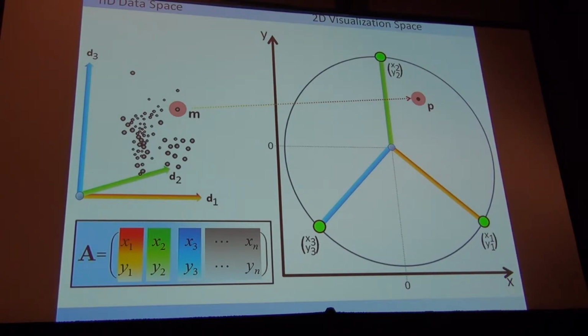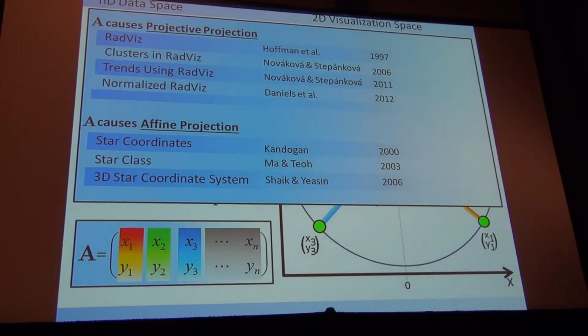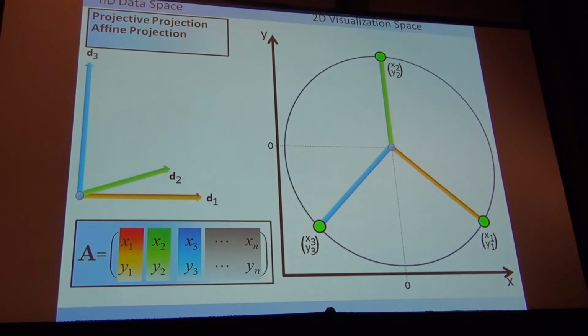And this main principle is pretty simple for all multi-dimensional projection approaches. They can be further classified into projective projections as well as affine projections. Projective projections are, for example, Radviz from Hoffman and colleagues. And affine projections are, for example, the traditional star coordinates from Mr. Kandogan. Unfortunately, projective projections as well as affine projections have a serious drawback. They are not able to preserve the distance information of the data set within the visualization space.